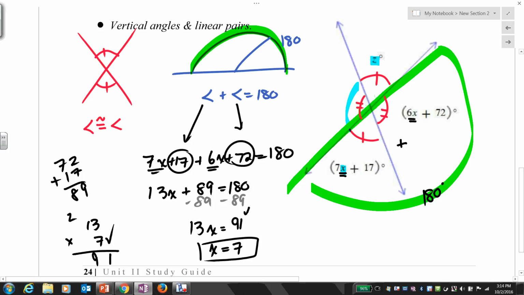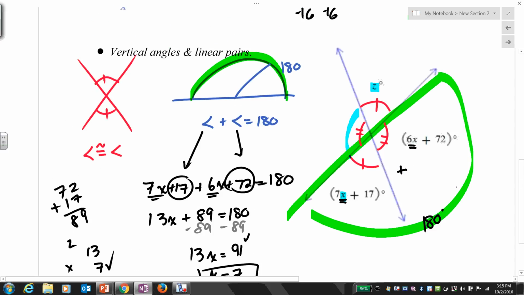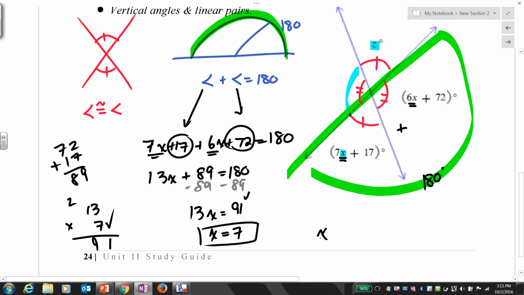Don't get all happy, because although you are being asked for x, at some point you're also going to need the measure of angle z. So x is 7. So I'm going to plug in 7 right here. 6 times 7 plus 72. That's going to be 42 plus 72. And that's 114.